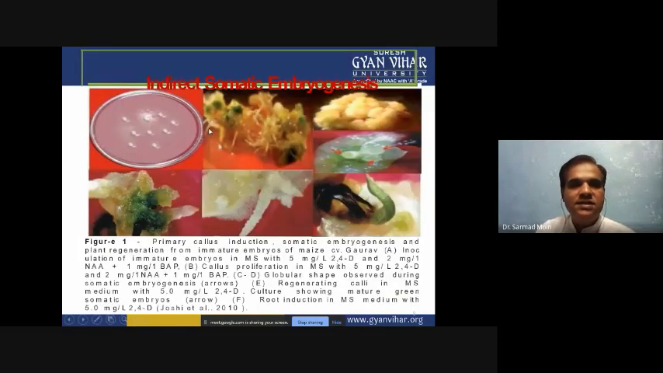Then here is indirect somatic embryogenesis. In the photograph you can see that first we produce callus from the somatic cells, and here is the callus photograph. From the callus we induce embryogenesis, and these embryos can be utilized for the production of the plant. Here the callus is produced from the male sex plant.